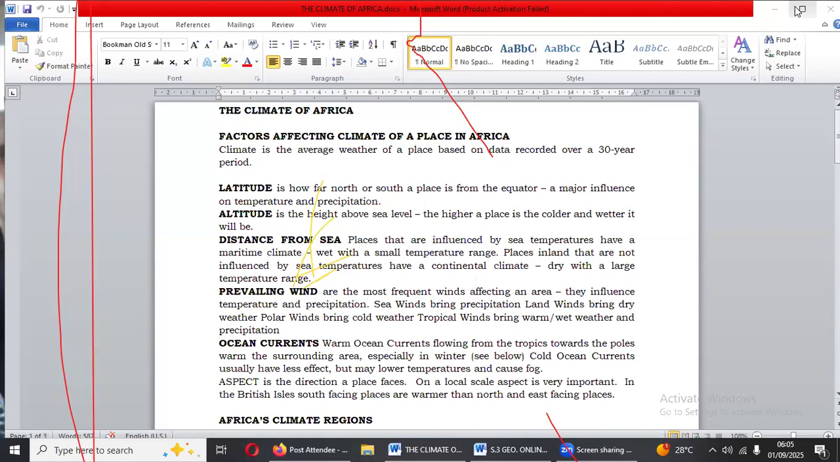We said sea winds bring precipitation, whereas land winds bring what we call dry weather. Polar winds bring what? Cold weather. Tropical winds bring warm or wet weather and precipitation. Then we talk about what we call ocean currents, among others. Let me come to the main point now.